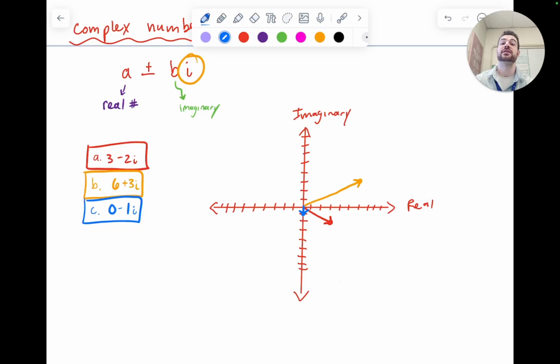Okay, so this does take a little bit of time for us to adjust to. Imaginary numbers are strange to us because we've never heard of them before, but the more we practice, the more comfortable we will get.